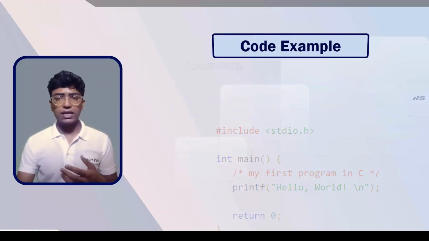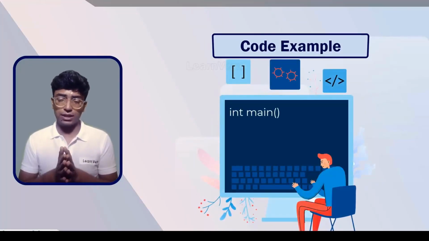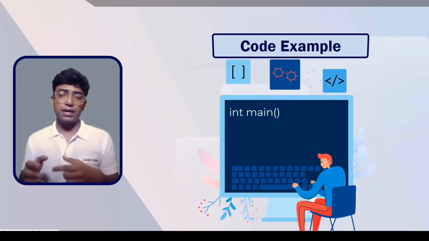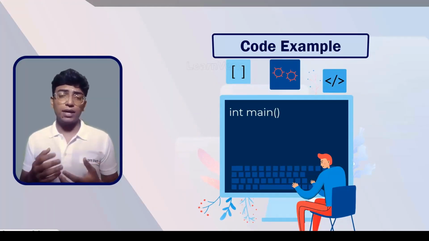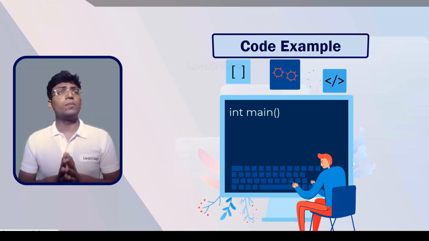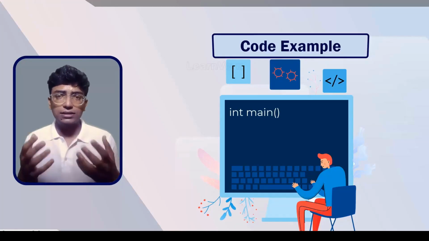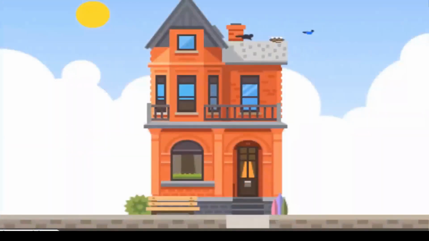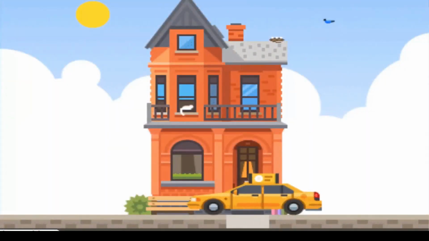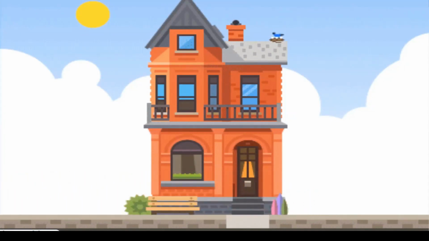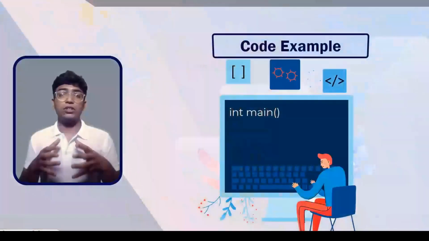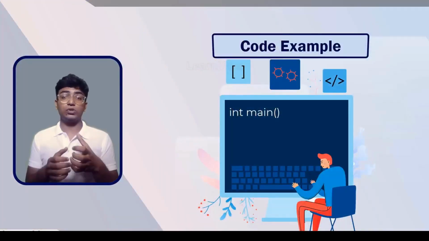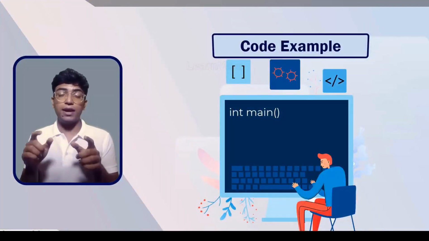Now we will be going ahead and see what this int main is. This is int main. You must be seeing round brackets ahead of it. So these round brackets, this main and this int, what does it do? Basically, take a small example: you have a house and there is a main door to your house, the main entrance, through which your family members enter and exit. In the same way, the entry point of our program is this main.